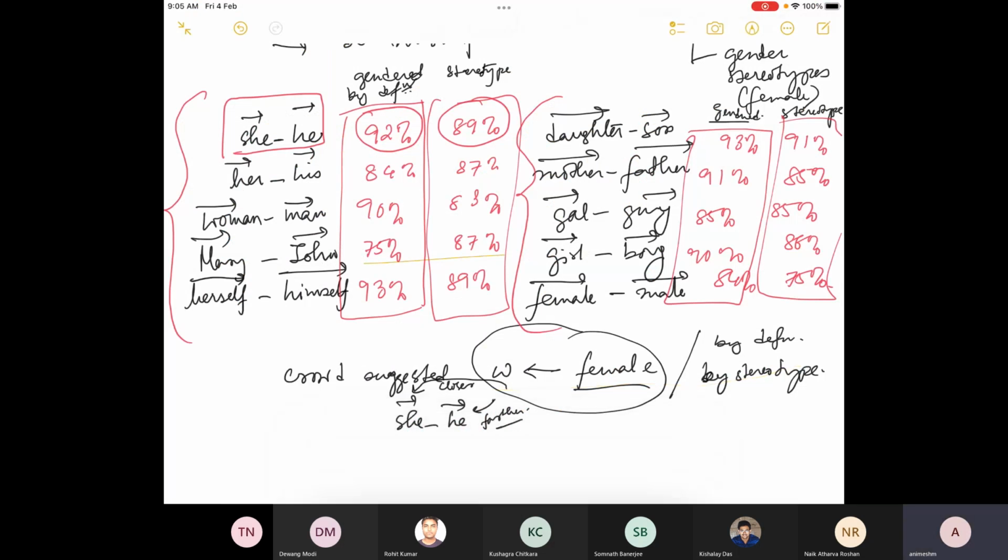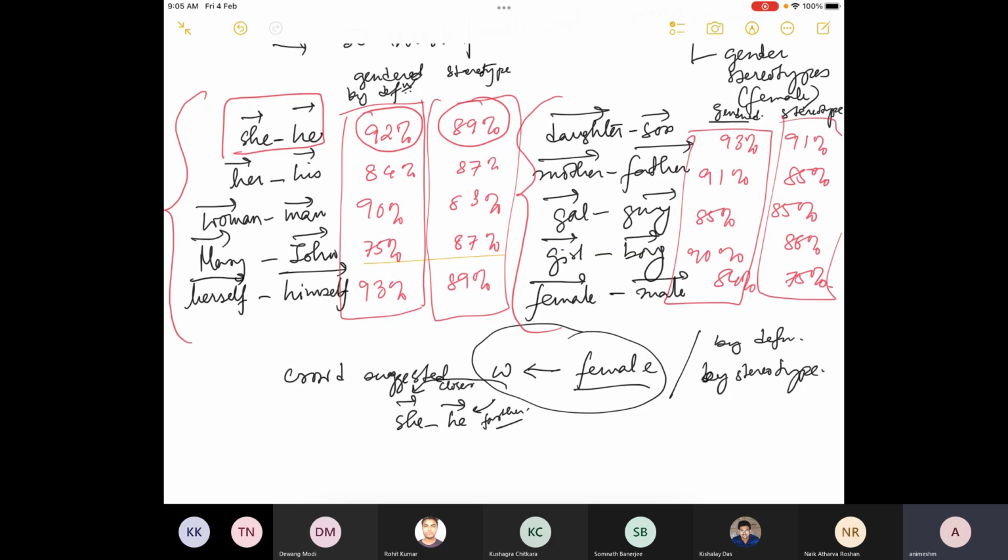So yesterday we stopped at this point where we identified like 10 possible gender pairs, and from here the idea was to evolve a gender subspace. So the first thing that the authors did was that they tested how good these gender pairs are.